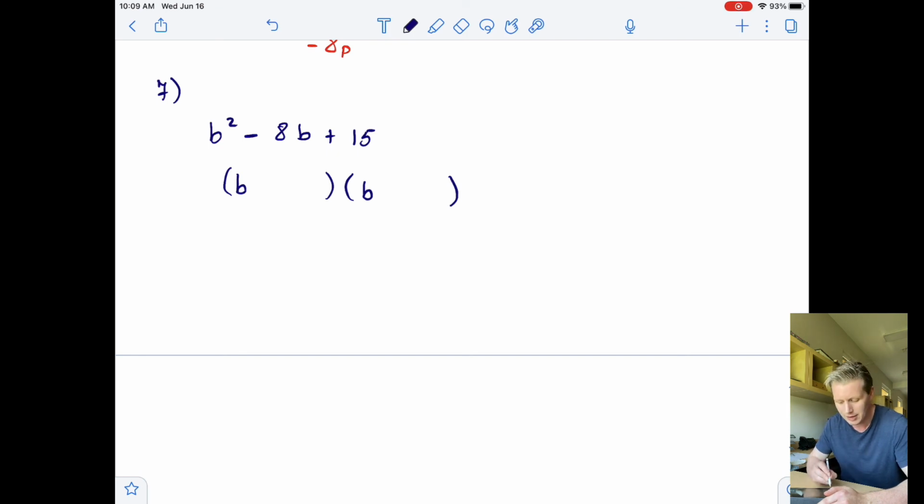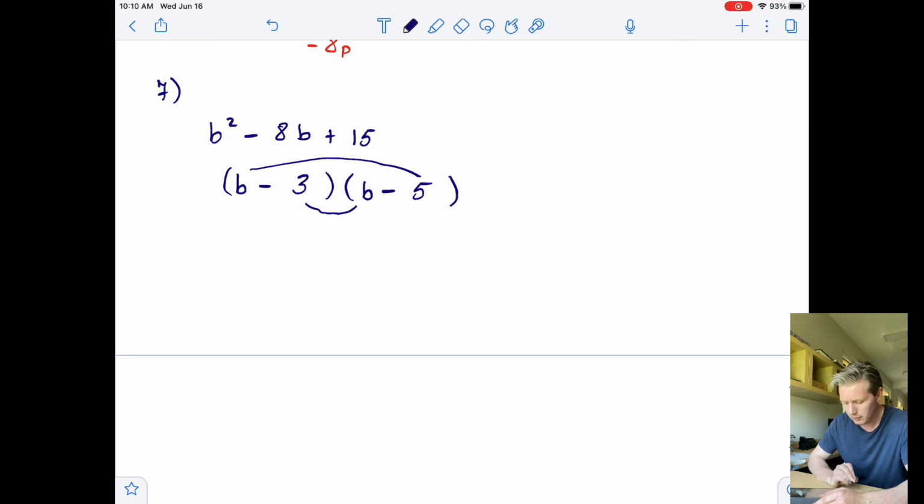The fact that I have a negative 8b, my middle term is negative, tells me it's going to be minus minus. So I have minus minus. I'm looking for factors of 15 that will sum to 8. 3 times 5, right? 3 times 5 is 15, so let me try 3 and 5. And sure enough, negative 3b minus 5b is negative 8b. And so there you go. I have factored it correctly. My factors are b minus 3 times b minus 5.